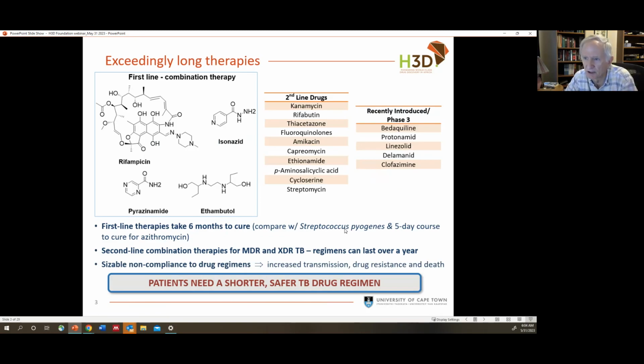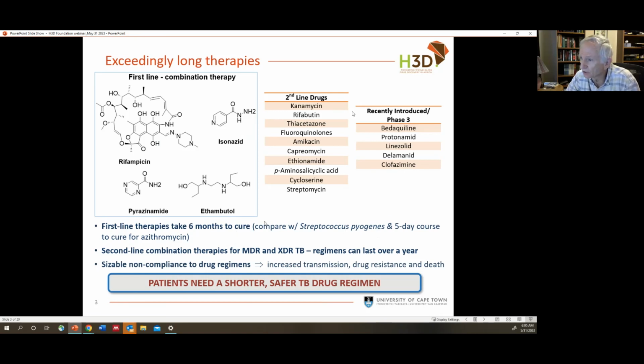Here are some of the medicines that are used for treating TB. In the box, this is the most common first-line therapy. It's a combination therapy using 4 drugs: rifampicin, isoniazid, pyrazinamide, and ethambutol. But this takes upwards of 6 months to achieve a cure. I want you to compare this. Suppose you have strep throat, which is caused by the organism Streptococcus pyogenes. You take a 5-day course of antibiotics, azithromycin is one that's commonly used, and you end up with a cure. It is much, much harder to have compliance when you have a 6-month regimen of multiple drugs, all of which are going to have side effects.